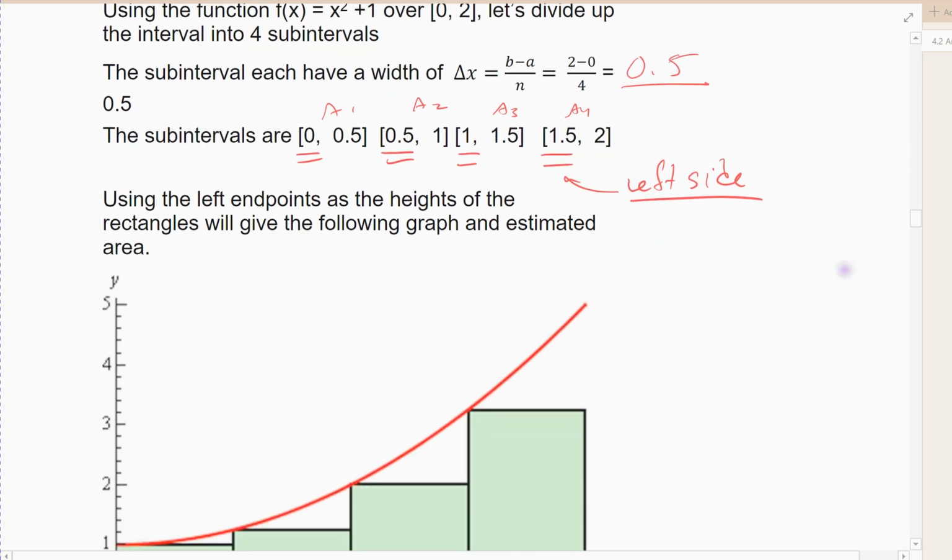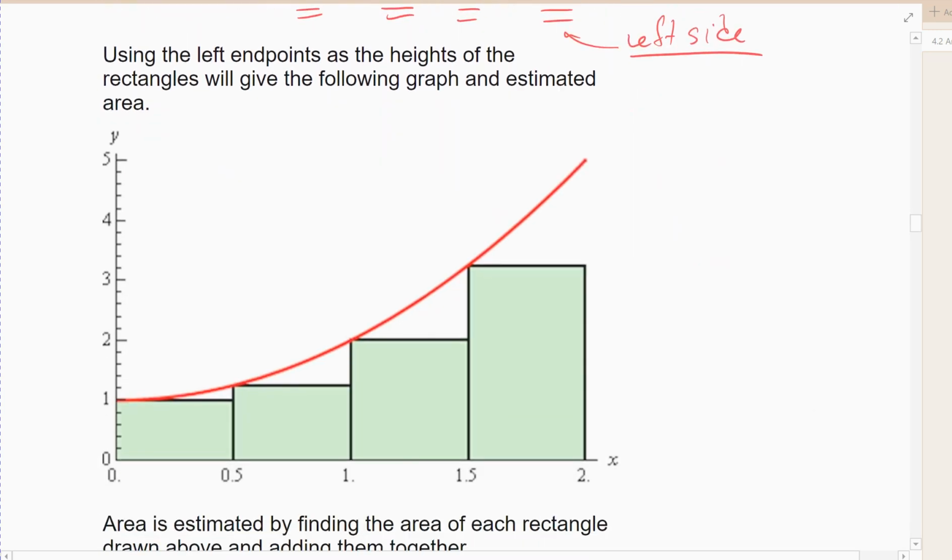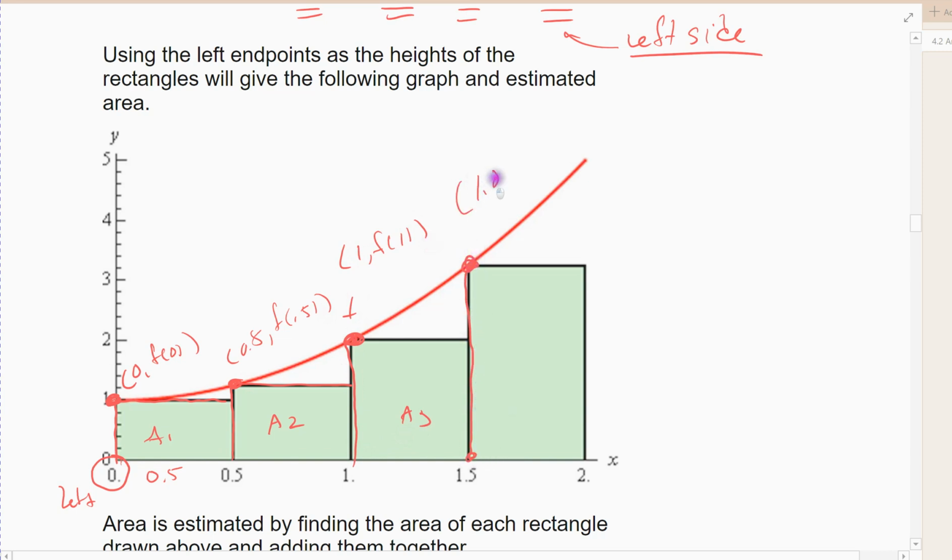And so I've got that in my next picture. I start on the left side, so I'm starting here at 0. I go up, I hit my curve, and so my first rectangle's height starts here at 0, f of 0. That will be my area 1. This is still 1/2. And then my second one starts here, so area 2. Again, that's going to be at 0.5, f of 0.5. Area 3 would go here, and that would be the height at 1, f of 1. And then my last rectangle starts at 1.5 and goes up and hits my curve there.